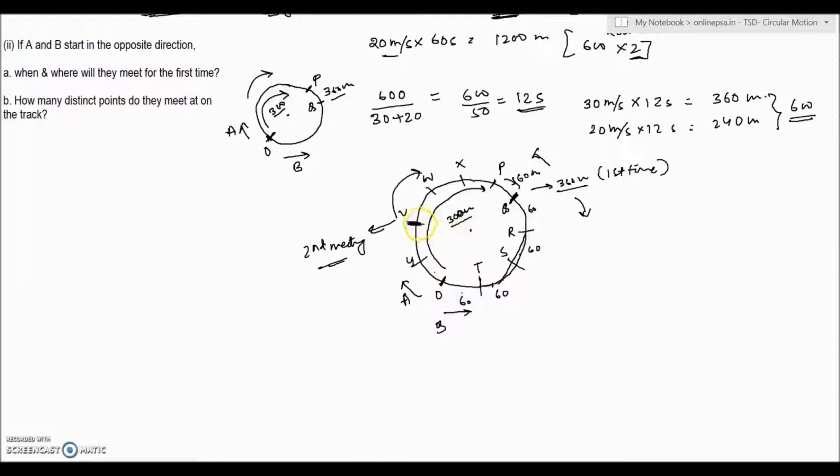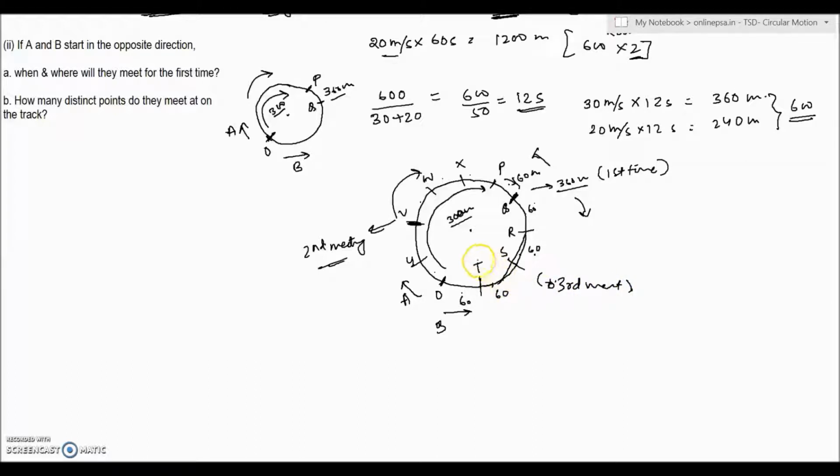Okay, now from V they start again and they will again meet at a point 360 meters in the direction of where A is traveling. 1, 2, 3, 4, 5, 6, right? So they will meet here. This is the third meeting point.